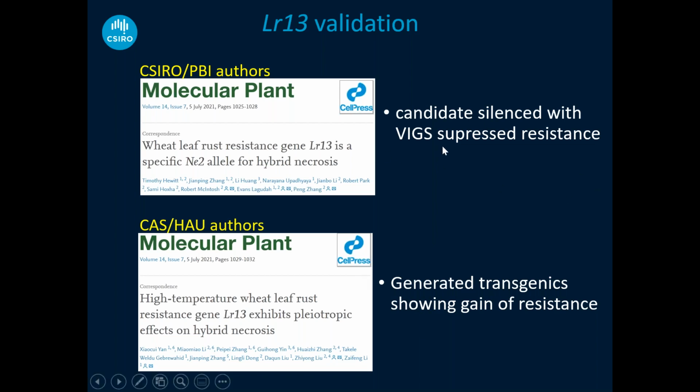So for our validation work, we conducted virus-induced gene silencing to show that when we targeted this candidate, we could suppress resistance, whereas our companion authors from the Chinese Academy of Agricultural Sciences and Hebei Agricultural University generated transgenics themselves, just using the cDNA without that big intron, and it still showed a gain of resistance. So this was fairly strong evidence that we got our gene.